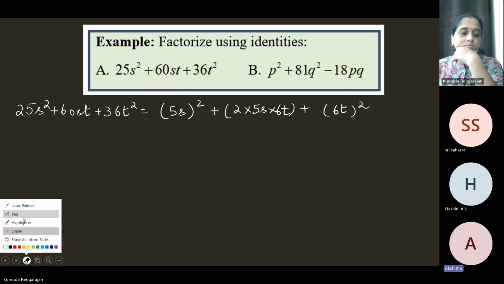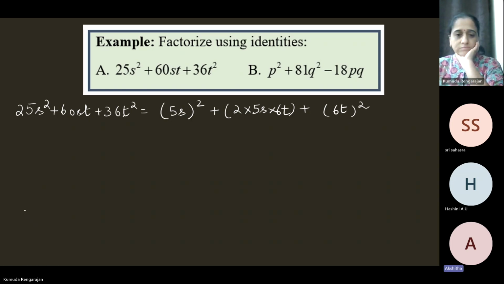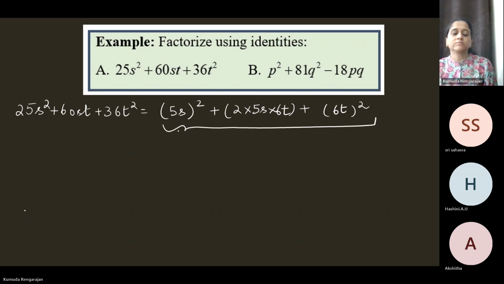Ma'am, a plus b the whole square gives a square plus 2. No. This expression is of the form? Of the form means the identity. A squared? That's what I said, ma'am. No, darling, you said a plus b the whole squared. You should say that it's of the form a squared plus 2ab plus b squared.